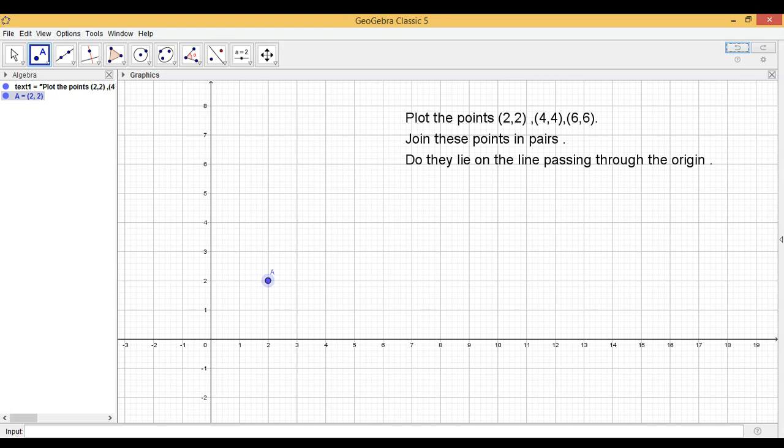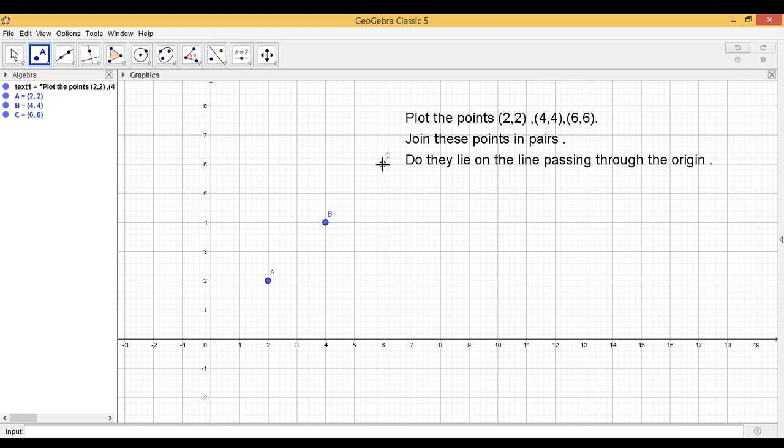Now let us locate point (4, 4). So here we have the point (4, 4). And now we are going to plot (6, 6). So this is the point (6, 6).